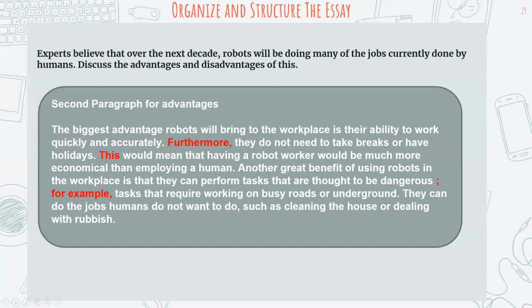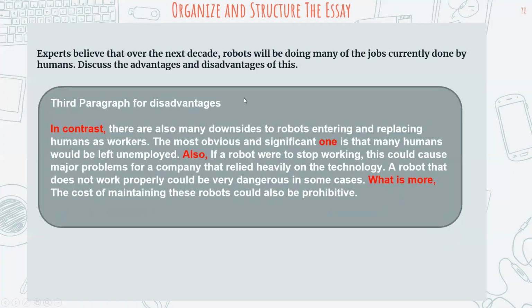Okay. Now moving on to the disadvantages. Here I used 3 cohesive devices and 1 reference. The reference refers back to a noun or the question, okay? In contrast, there are also many downsides to robots entering and replacing humans as workers. I didn't say entering and replacing humans in the workplace. I said as workers, okay?